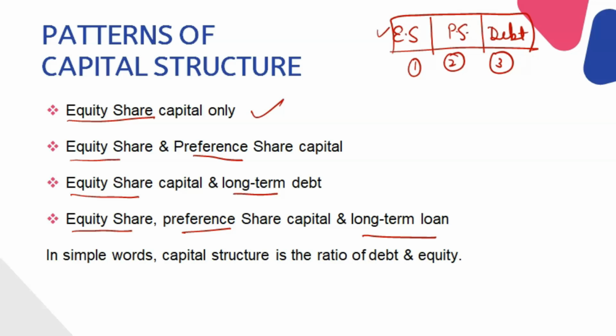So these can be the four patterns. Either we can take all three, or equity and preference, or equity and debt, or complete equity shares. So capital structure is just the ratio of debt and equity: in what ratio we are taking debt, and in what ratio we are taking equity, means shares and debts or loans. This is about capital structure. Now in the second session we'll see the numerical problems based on it. Thank you.